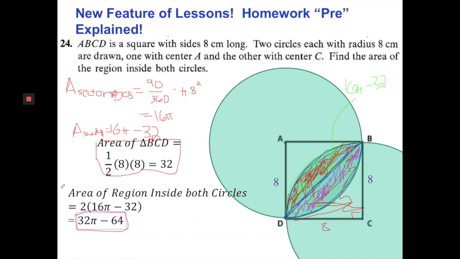Or what you could just do, which I've shown down here, the area of the region inside both circles, top of the lips, bottom of the lips, they're both identical to one another, so you just double what you got before. So here's the final answer to the question right here, 32 pi minus 64. And that makes sense as an answer because 32 pi is around 100 and then subtracting 64 kind of makes sense that that would be a reasonable answer.